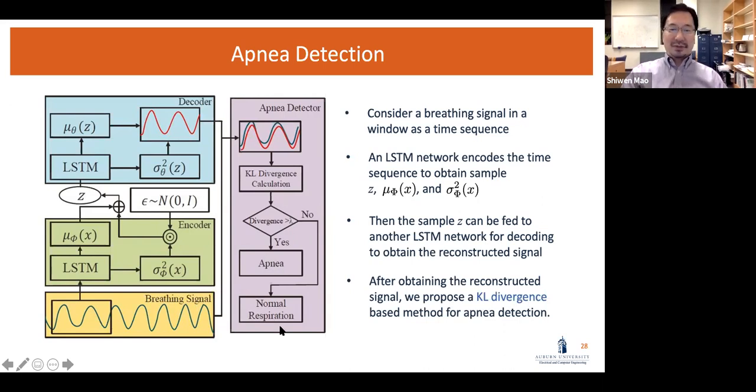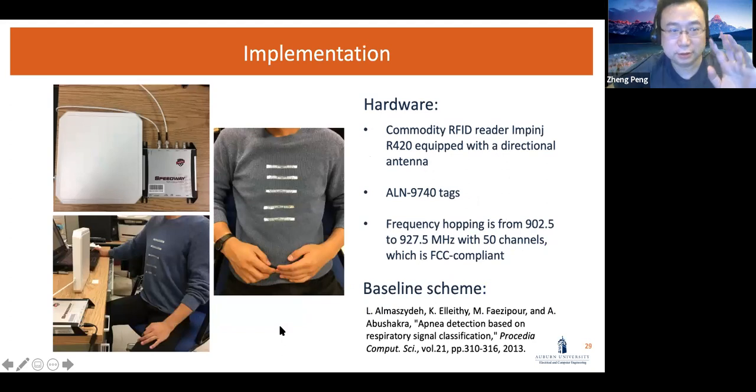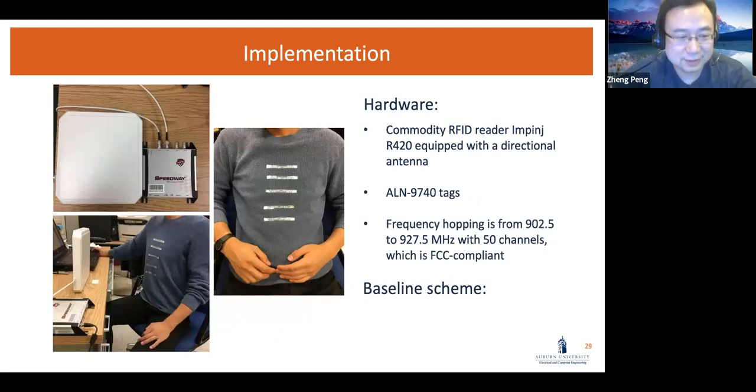Otherwise, it's normal respiration. Sorry to interrupt. 5 minutes. Okay, yeah, I'll be quick.